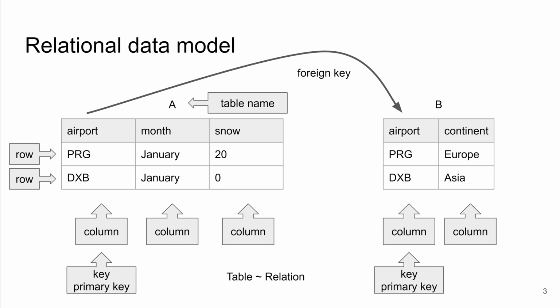Now, when we talk about a relational data model, then each table should have a so-called primary key defined, which is a set of columns which contain unique values, which uniquely identify a row within that table. So in our case, the airport ID is a primary key in both relations. And when a value from one column in one table references a record in a second table, that's called a foreign key.